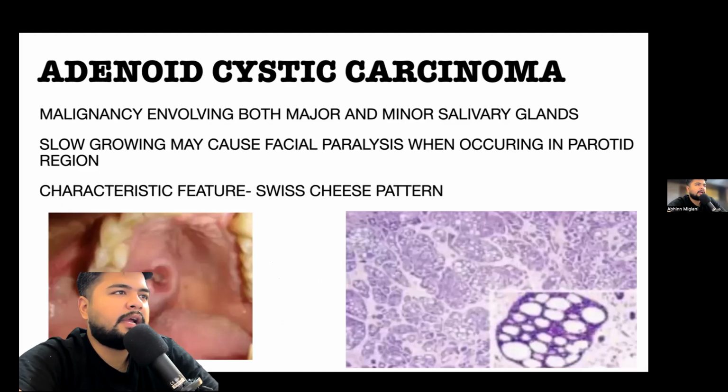The adenoid cystic carcinoma, these are malignancies involving both the major and minor salivary glands. So these are slow growing and may cause facial paralysis when occurring in the parotid region. Characteristic features include a Swiss cheese pattern in the histopathological stains. So here we can see a case of adenoid cystic carcinoma in the hard palate.